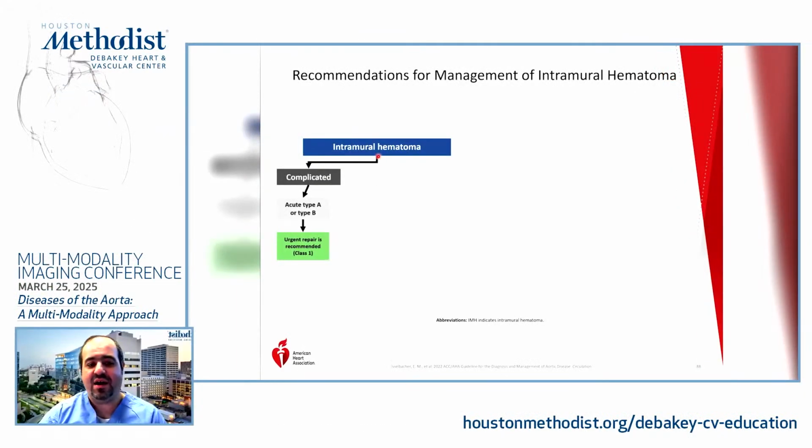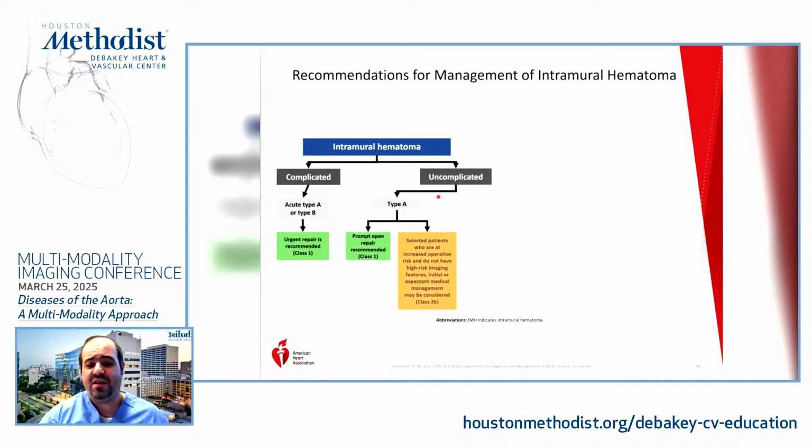Now, if someone has a complicated intramural hematoma, so they're presenting acutely, and it's involving the ascending aorta, then by definition, they have to undergo an urgent repair. But if this is uncomplicated and it's a type A, meaning that it's involving the ascending aorta, then still the guidelines recommend open repair.